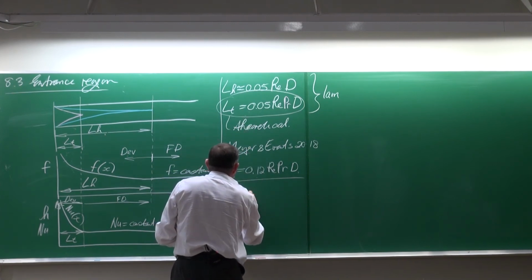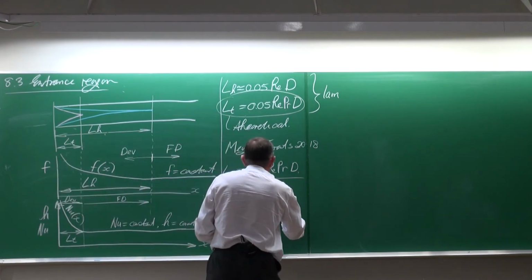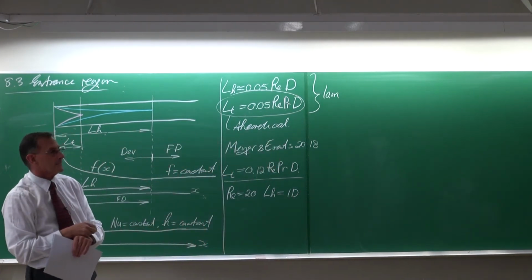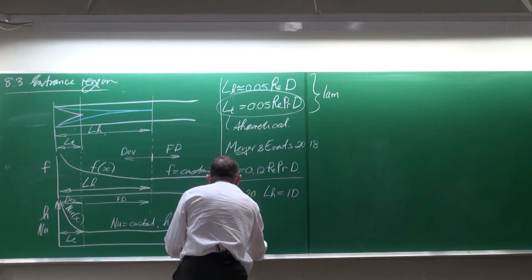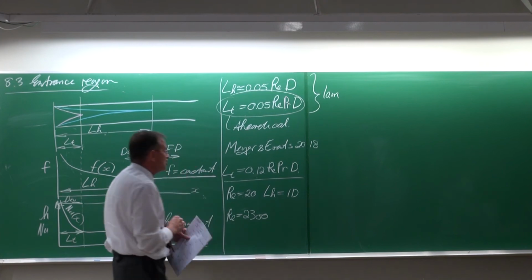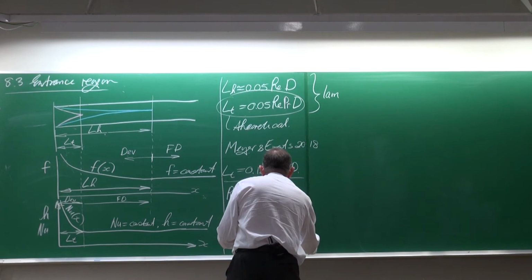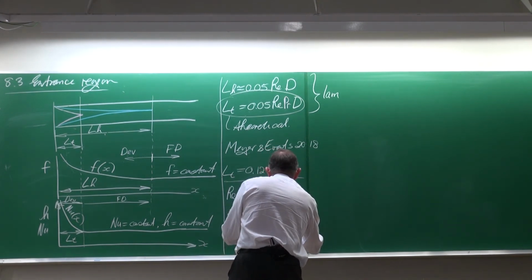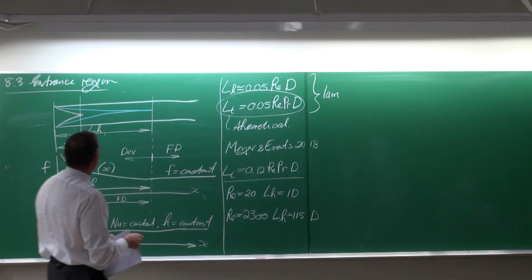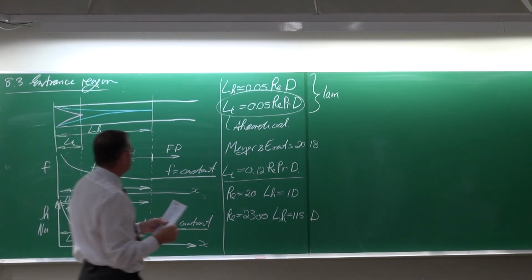So, using this equation, take note, not this equation, but this one. Let's suppose the Reynolds number is equal to 20. Okay. Then LH is approximately 1 diameter. Let's suppose the Reynolds number is equal to 2,300, so that is about a transition. Then LH is equal to 115 diameters, because that is the length before the velocity boundary layer will be fully developed.